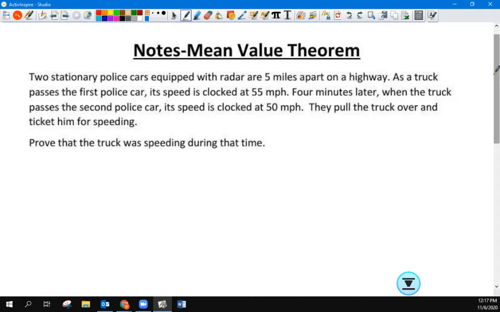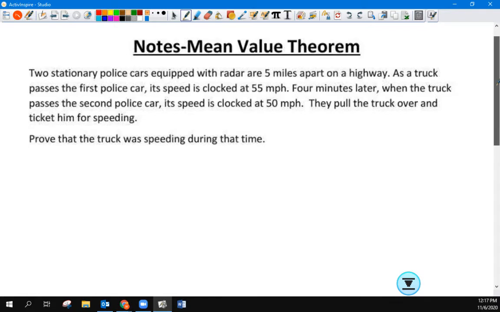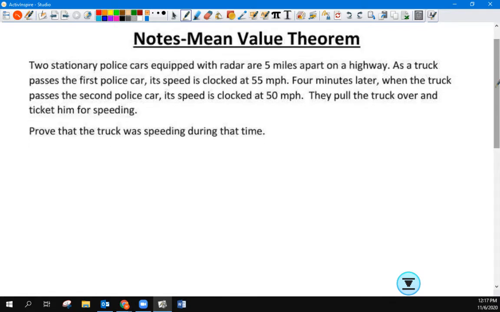So basically, what we're seeing here is that it's about velocity, how fast this truck is going. In 4 minutes, it traveled this 5 miles, but when the police officers tagged the truck, it was below the speed limit, which was 55 miles an hour. But they ticketed him for speeding. Well, how did they know that he was speeding? Well, it's about the law of averages.